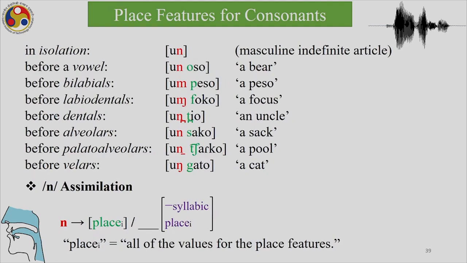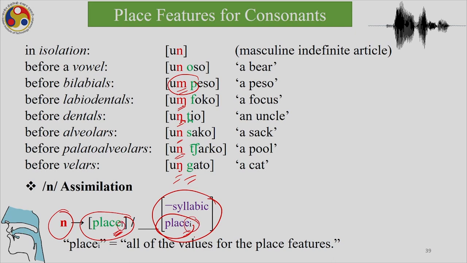Hence, we have data like this, where, as we just said, depending on the feature of the following consonant, the nasal can change to labial or labiodental or dental or alveolar or palatoalveolar or velar. So data like this have to be represented in this way, where the nasal takes the place of articulation of the following consonant. Whatever the place of articulation of the following consonant, whether velar, palatoalveolar, dental or labiodental, the nasal takes exactly the same place of articulation. It is a complete replacement, and that's why it has to be indexed with i. The indexation means that whatever the place of articulation of this is, this will just change to that.